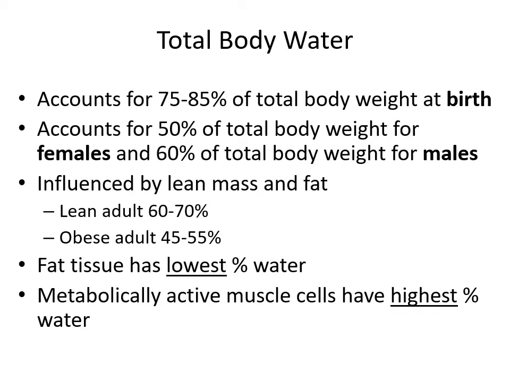So looking at total body water, it accounts for 75 to 85% of total body weight at birth, accounts for 50% of total body weight for females, and 60% of total body weight for males. And again, this just has to do with the amount of lean mass at baseline. So again, this is influenced by the total amount of lean mass or fat mass, with a lean adult being between 60 to 70% total body water, and an obese adult being 45 to 55%.